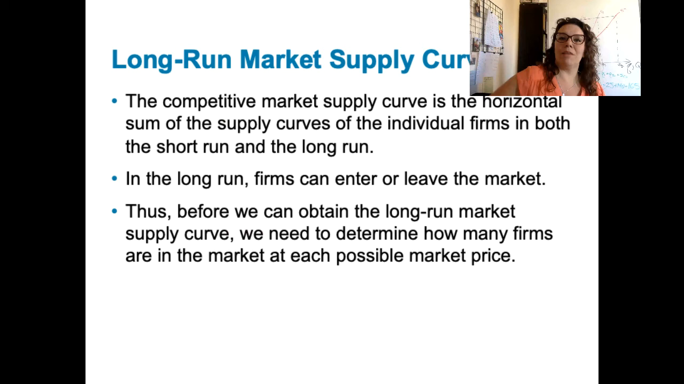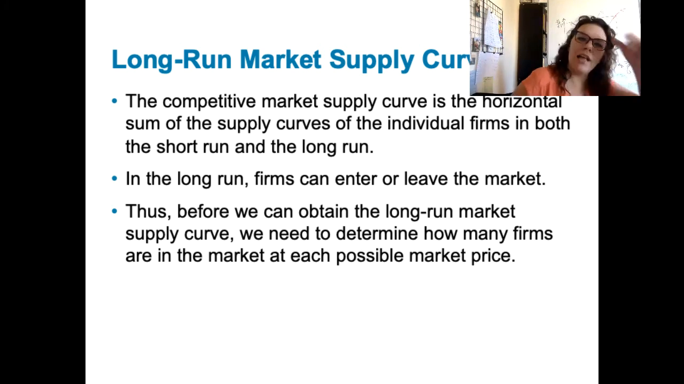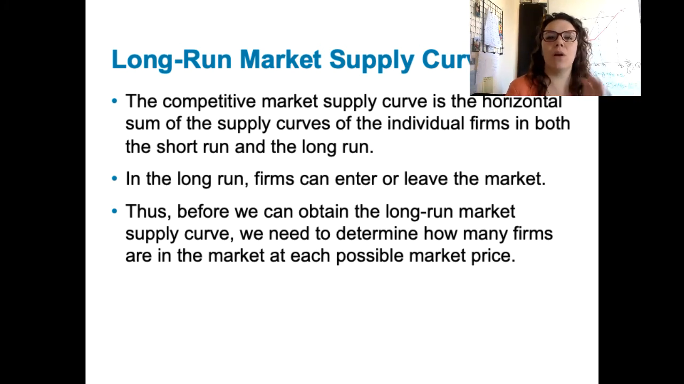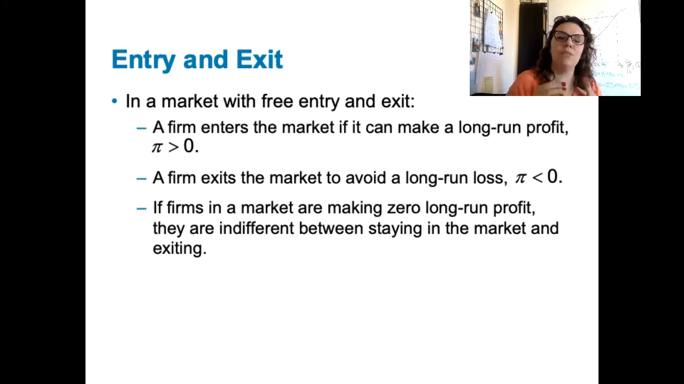So, the competitive market supply curve is the horizontal sum of supply curves. Just like in the short run, it's the same in the long run. In the long run, firms can enter or exit the market, and so we can obtain a long-run market supply curve based on how many firms are in the market at each possible market price. And this is where we're going to get our sort of long-run equilibrium conditions. And this comes from this idea of firm entry and exit.